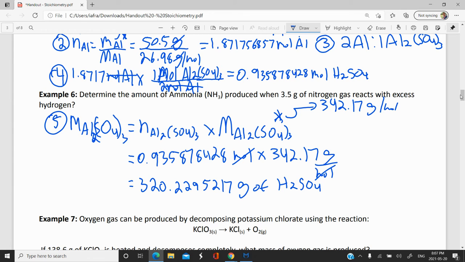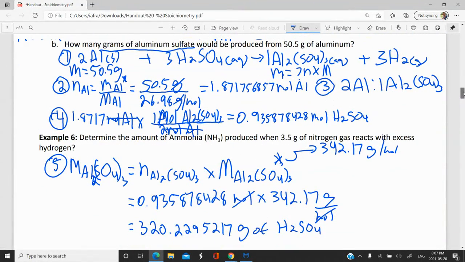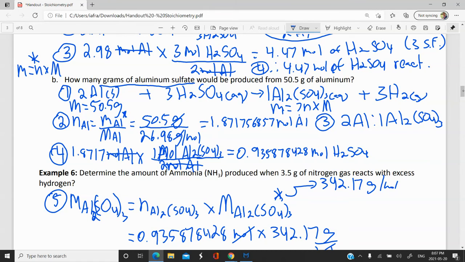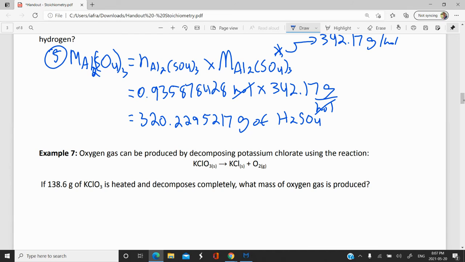H2SO4. But don't forget, we have to follow the proper number of sig figs. So in our question, the only number provided is really 50.5. So this is 3 significant digits. So we need to round this to 3 significant digits. So that's approximately, there's a few ways you can do it. We can get 320 grams of H2SO4, or you could have written this as, because 3 significant figures would have to include that 0, you have to put a point there.